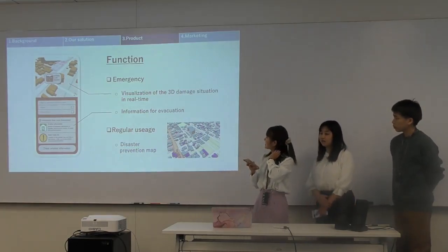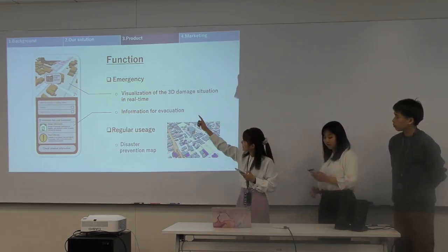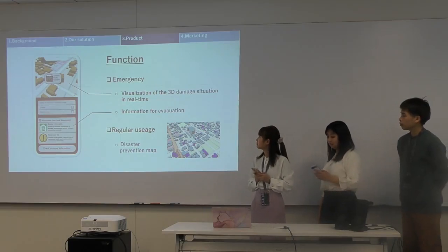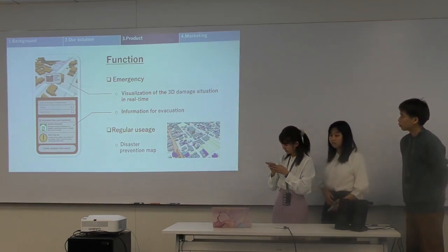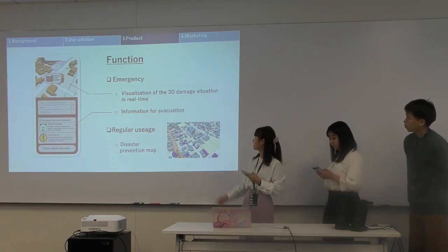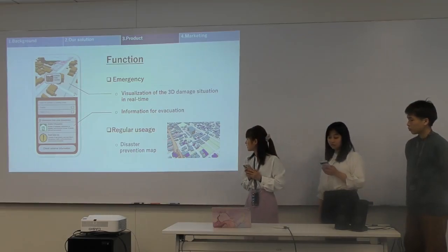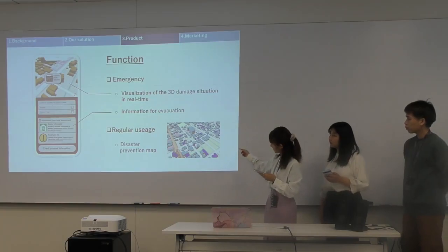The function of this app changes in two different cases: emergency and regular usage. In an emergency, it visualizes the damage situation in 3D, and also it displays information for evacuation. And in regular usage, users can see disaster prevention maps like this.